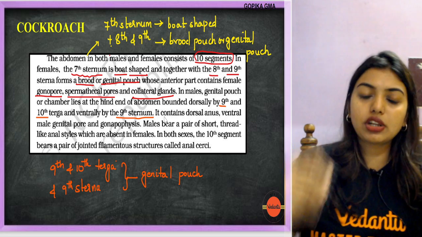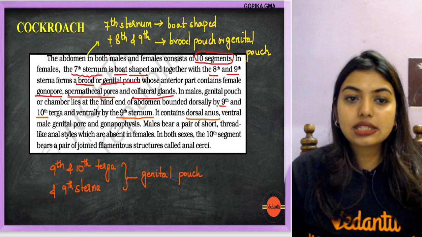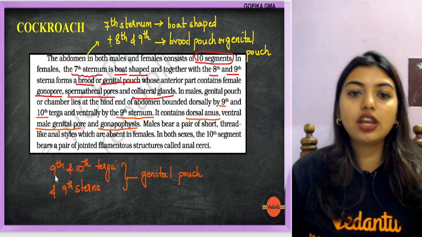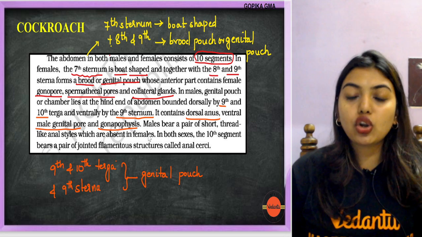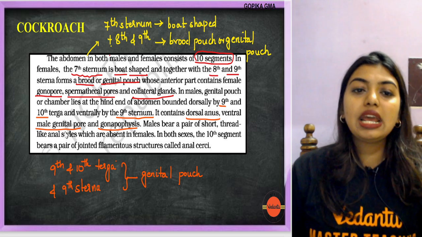Now here also what is there? Dorsal anus is there, ventral male genital pore is there, gonapophysis is there. Now males bear a pair of short thread-like, very important, anal styles.